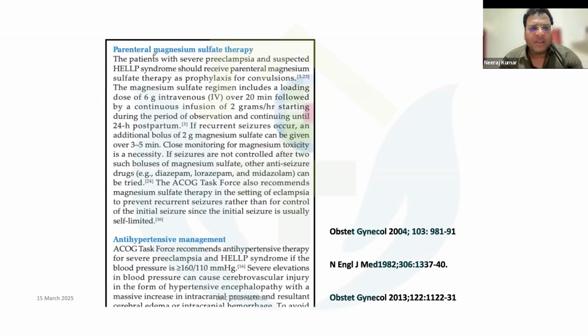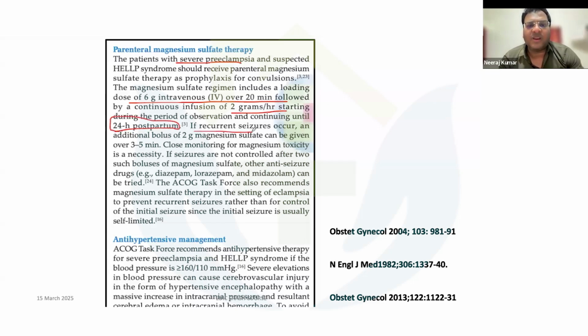The first is, if the patient has preeclampsia, severe preeclampsia with HELLP syndrome, you will start with a magnesium sulfate of 6 gram over 20 minutes, followed by continuous infusion of 2 gram per hour, starting during the period of observation and continuing for 24 hours postpartum.